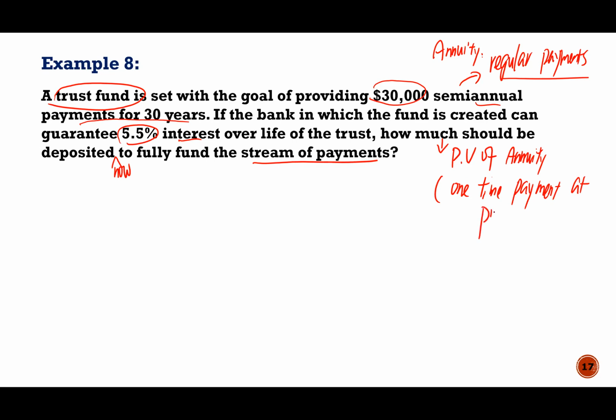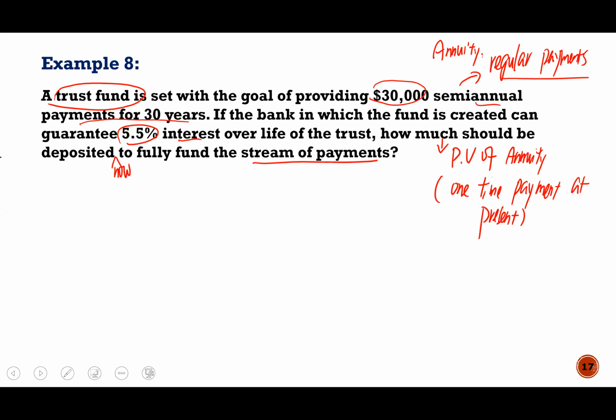Okay, so once you clarify all this crucial information, and we know that we are talking about the present value of the annuity, then we'll be able to just use the formula to get the present value of all these cash flows, right? Or regular payments over 30 years.